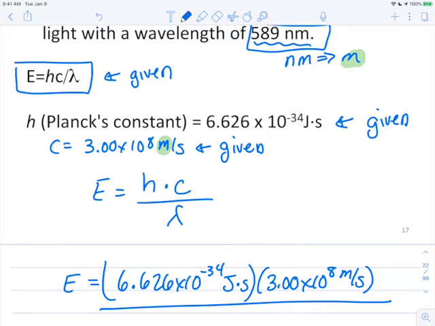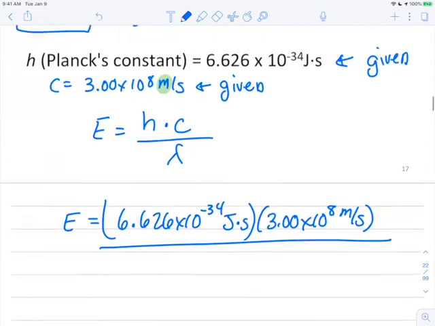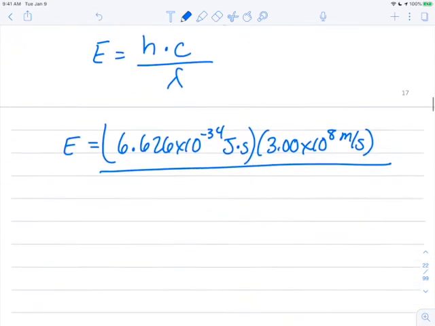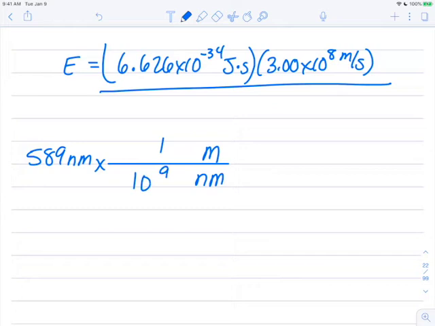All right, so let's go ahead and go over it. So we have Planck's constant and the speed of light up on the top, and then we need our wavelength. So our wavelength was 589 nanometers. So we're going to convert that into meters. And for every 1 meter, there's 10 to the 9th nanometers. So how many meters did you get for your wavelength?